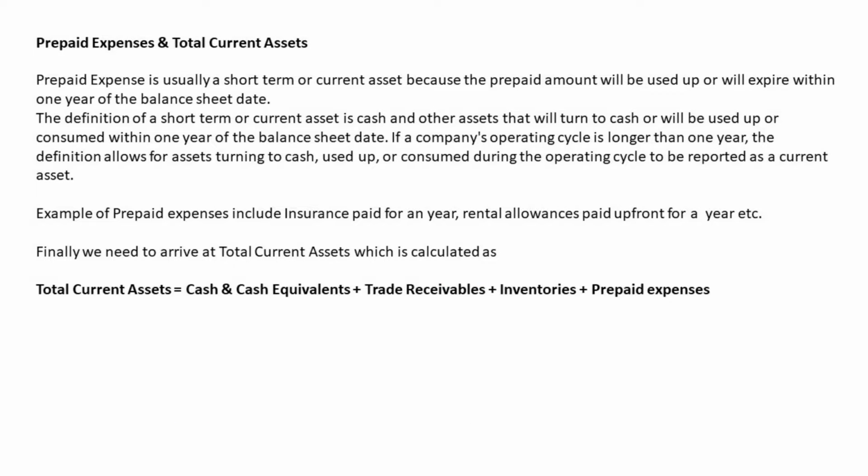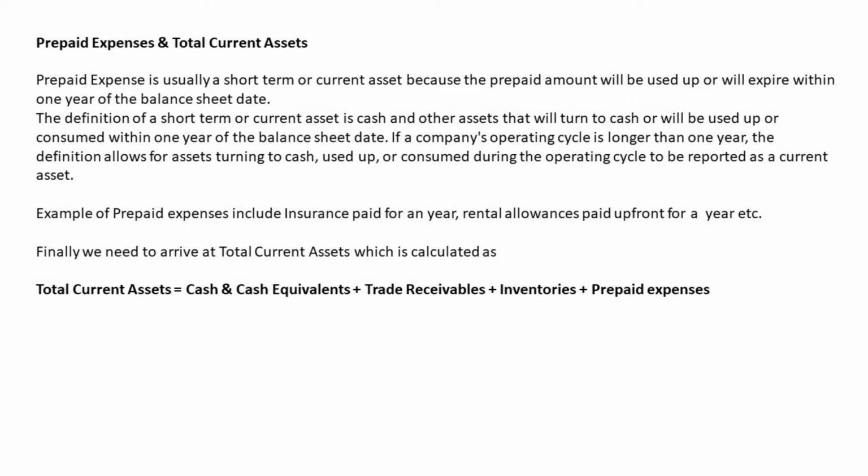Prepaid expenses, as the name says, are usually short-term or current assets, because the prepaid amount will be used up in the near term, within a year of the balance sheet date. Examples are insurance paid for a year upfront, or rental allowances paid in bulk for a year, which get equally distributed and are capitalized in the assets as near-term assets. And this also forms part of the current assets. So these are some of the scenarios where prepaid expenses get recorded in accounting.